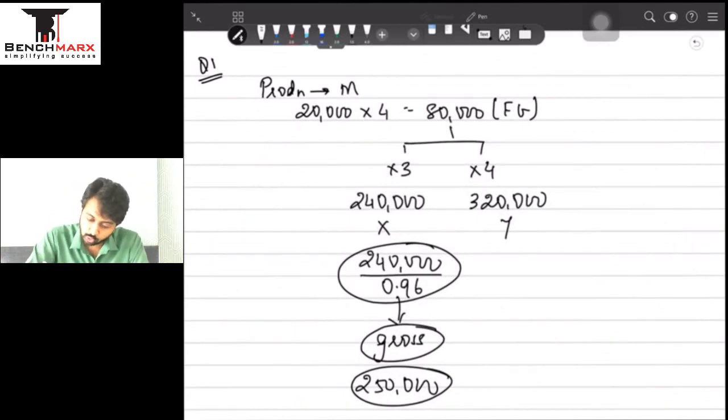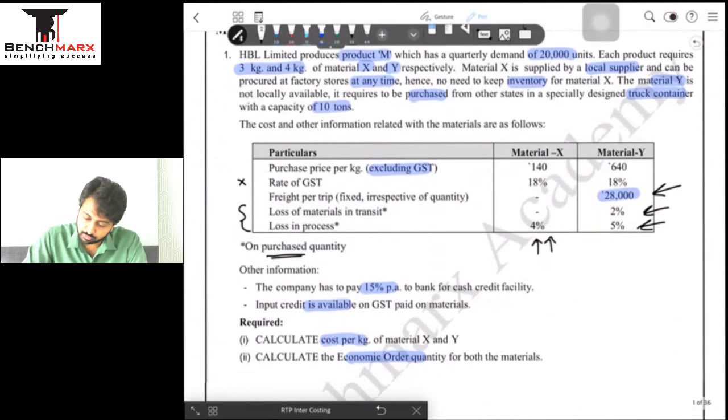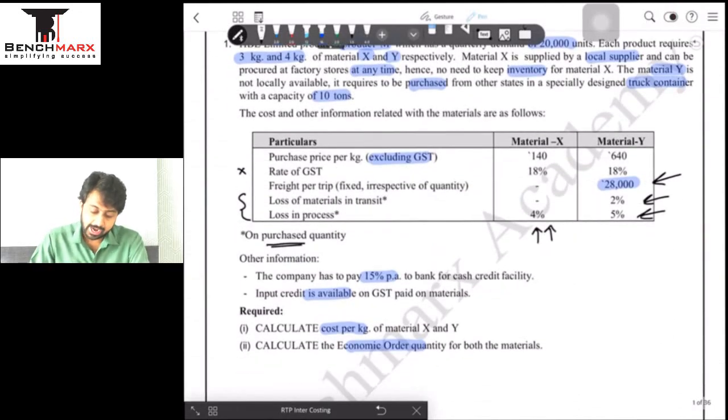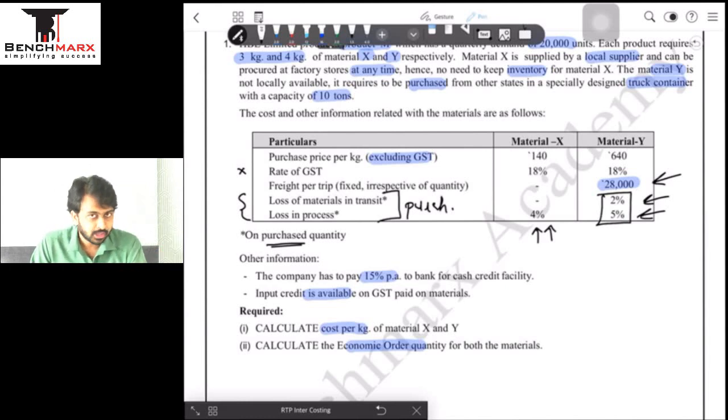ठीक है, नाउ कमिंग टू वाई, अभी वाई में देयर आर टू टाइप्स ऑफ लॉसेस, 2% इन ट्रांजिट एंड 5% इन प्रोसेस. Now note that both these losses are on the purchase quantity. So can I say 5% loss on purchase and 2% loss on purchase? दोनों मिला के अपना purchase के ऊपर loss 7% है? Because both the losses are applicable on one common quantity of purchase.